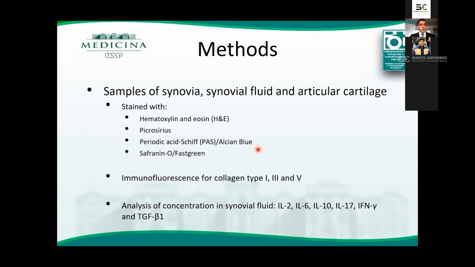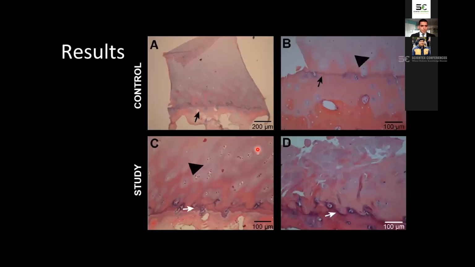The analysis of the chondral tissue was mostly descriptive, and the findings in the synovial tissue and cytokines within the synovial fluid were analyzed with an unpaired test. We used a p-value less than 0.05 to consider statistical significance.